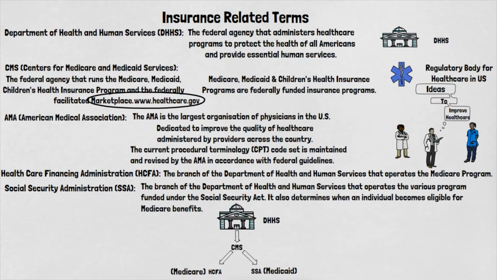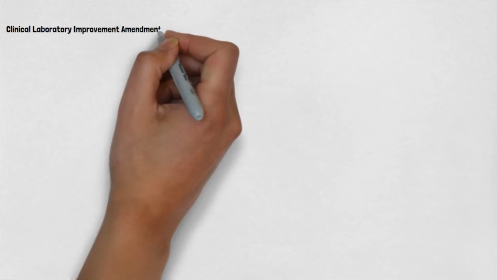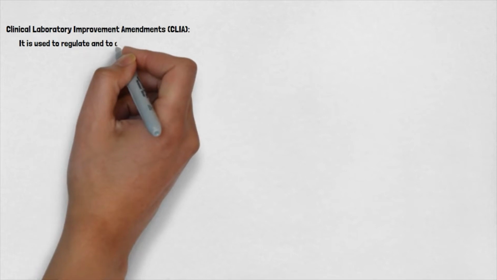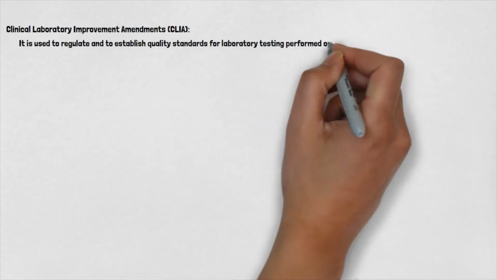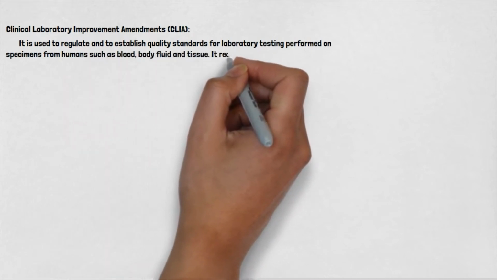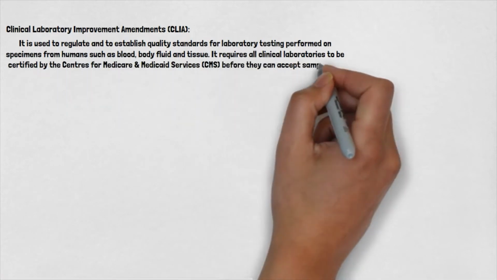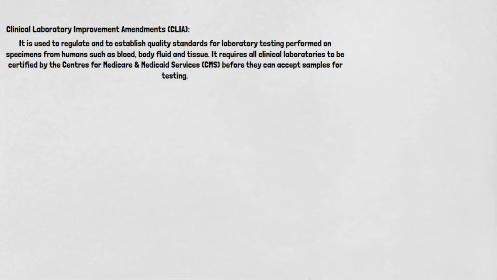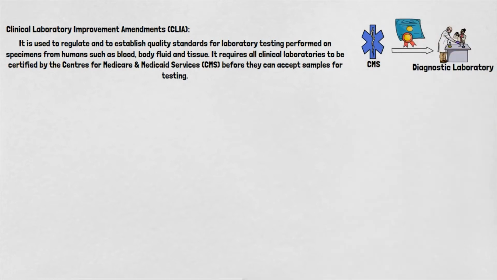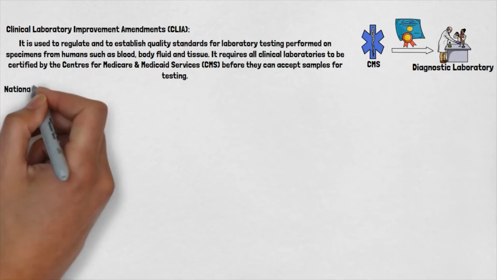Now the next one is Clinical Laboratory Improvement Amendments, also known as CLIA. It is used to regulate and to establish quality standards for laboratory testing performed on specimens from humans such as blood, body fluids, and tissues. It requires all clinical laboratories to be certified by Centers for Medicare and Medicaid Services, CMS, before they can accept samples for testing. So all the diagnostic laboratories in the US must be certified by CMS before they can accept samples for testing. Even in India, if you want to start a diagnostic laboratory, you need to get permission from the concerned authorities.